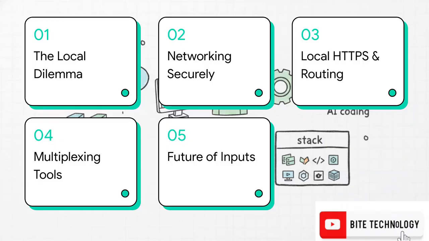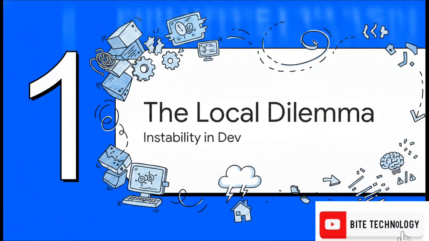Here's the blueprint for this explainer. First, we'll hit the local dilemma, then networking securely, local HTTPS and routing, editing and multiplexing, and finally, the future of inputs. All right, Section 1, the local dilemma.